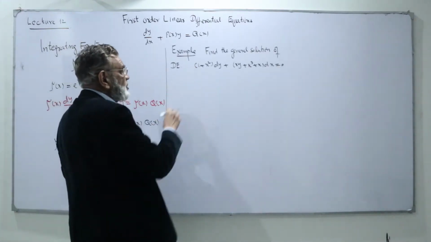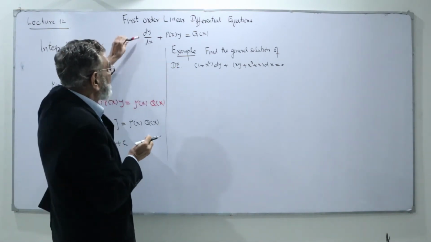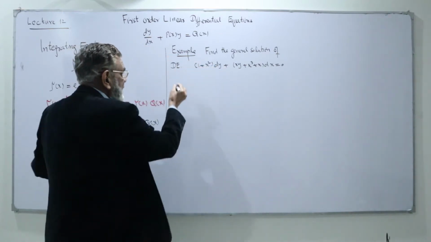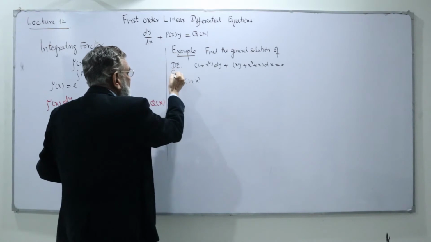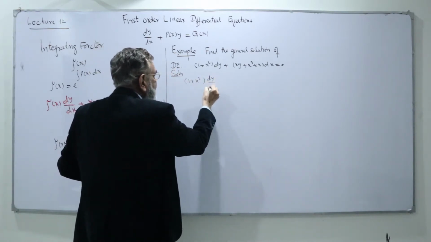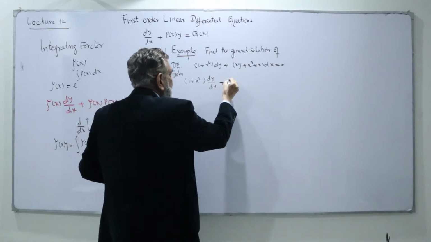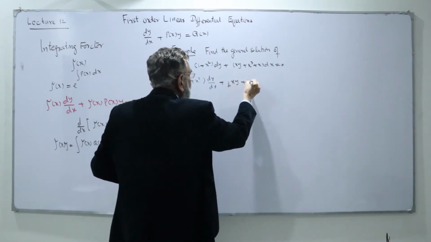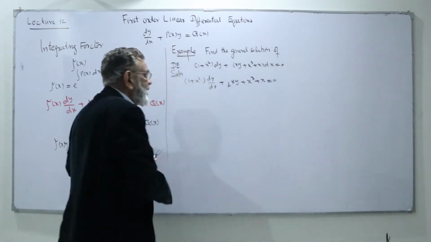We want to find the general solution of the given differential equation. We want to write this given differential form in the standard form, so we just divide by dx. We get 1 plus x square dy over dx, plus xy, plus x cube plus x equal to 0.